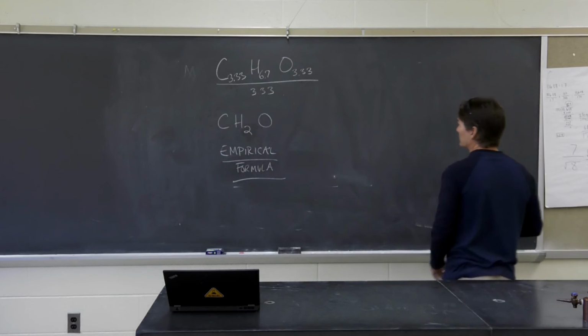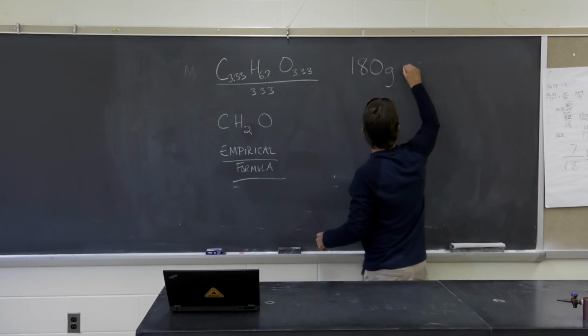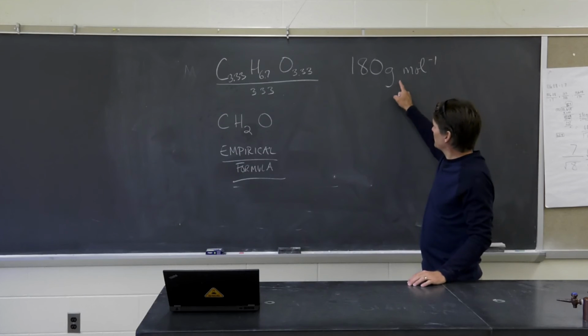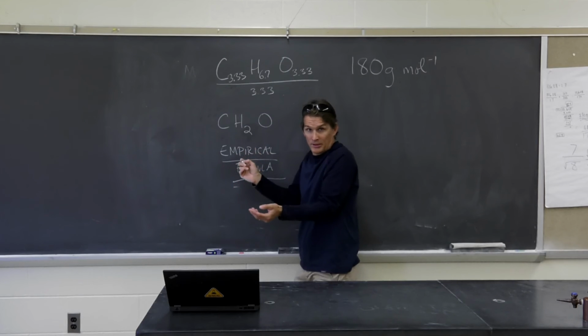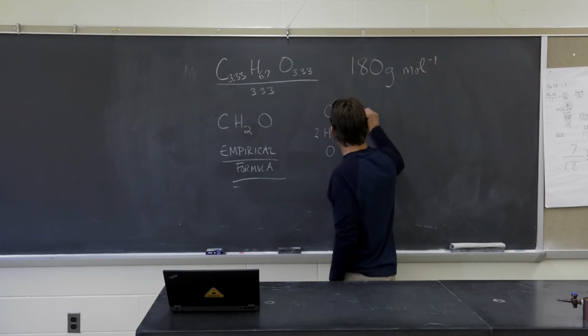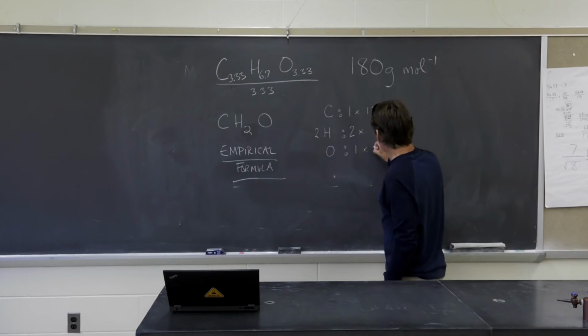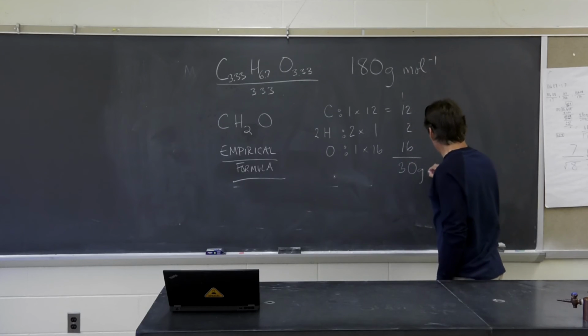This other piece of information you might remember was we did some experiments with glucose and we found its molar mass is 180 grams per mole. That's the molecular weight. 180 grams per mole. Well, let's imagine this is the molecule. Okay? Let's imagine it. If we did that, we'd say, okay, I've got a carbon, I've got 2 hydrogens, and I've got an oxygen. It's going to be 1 times 12. This is going to be 2 times 1, and this is going to be 1 times 16. Let's see, this comes out 12, 2, and 16. If I add that up, I get 30 grams per mole.